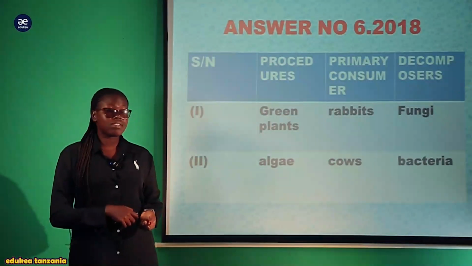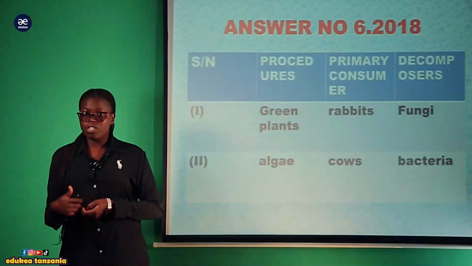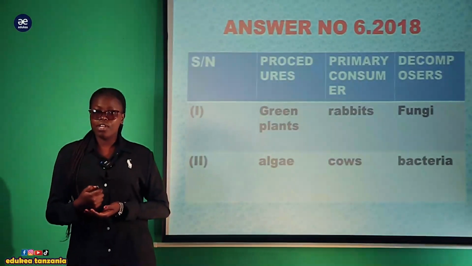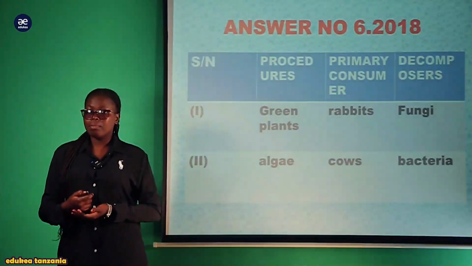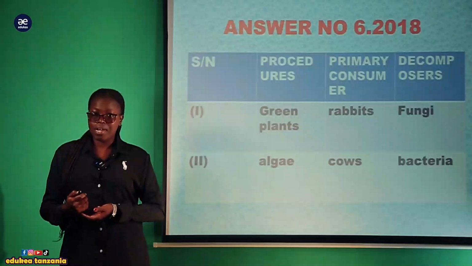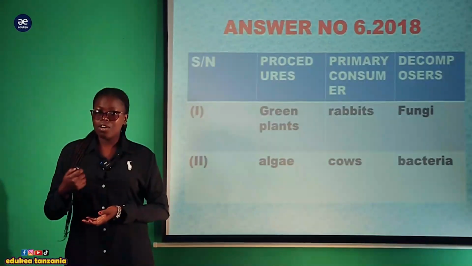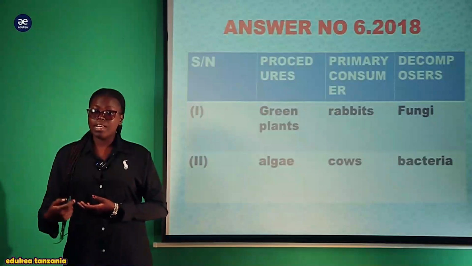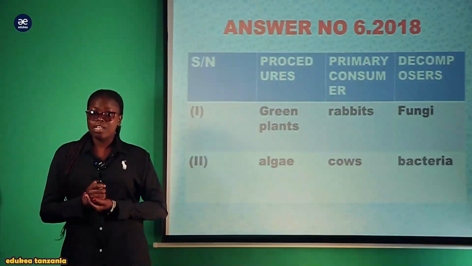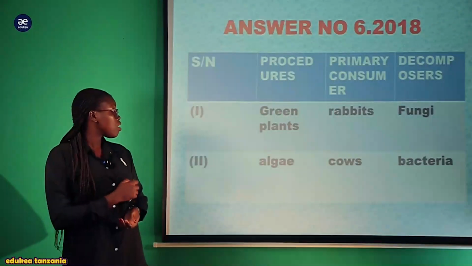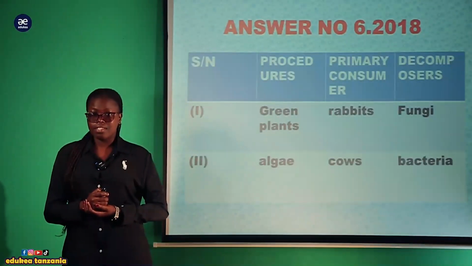Alafu decomposers, tunaambia tutoe mfano mzuri wa decomposer. Decomposer, these are the organism ambao wenyewe wana feed on those dead plant and animal remains. So they tend to feed on these dead remains and convert or release the nutrients which have been contained in those dead plant and animal remains back into the environment for nutrient recycling. So this is how the question needed to be answered.